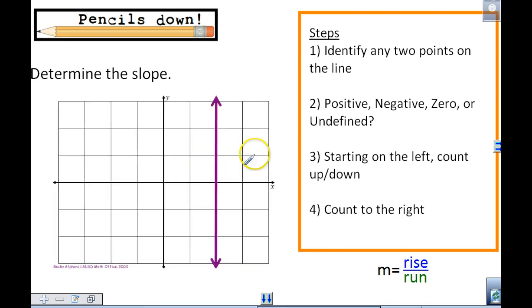And I'll get to that one right here. So here, if I pick any 2 points, the rise is 1. I have to go up 1. But the run is 0. This is where you get that vertical line, and you cannot divide by 0 in mathematics.